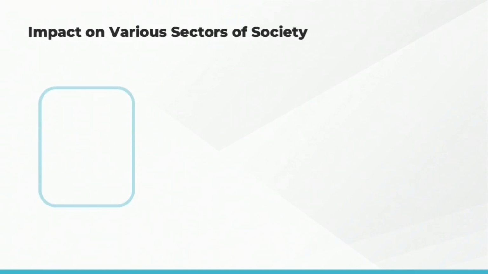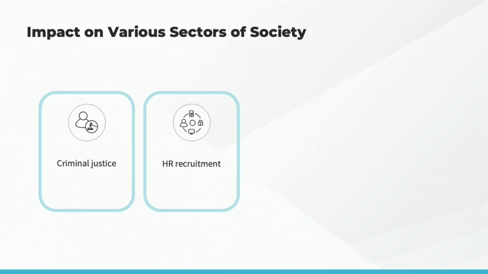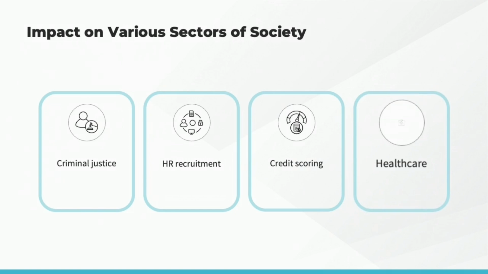For instance, in the realm of criminal justice, predictive policing algorithms can disproportionately target minority communities if they are trained on arrest data steeped in historical biases. In recruitment, resume filtering AI might favor applicants from a certain gender or background, echoing and entrenching workplace imbalances. Credit scoring algorithms can deny loans to individuals based on demographic factors rather than financial behavior, and healthcare predictive models may underdiagnose conditions in underrepresented populations.